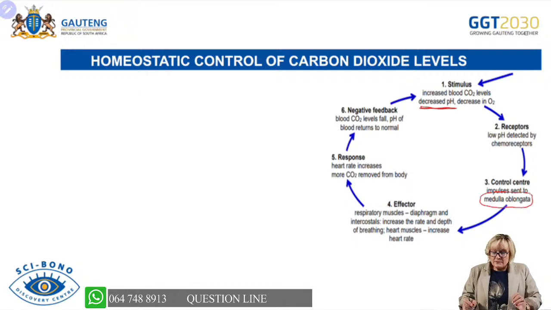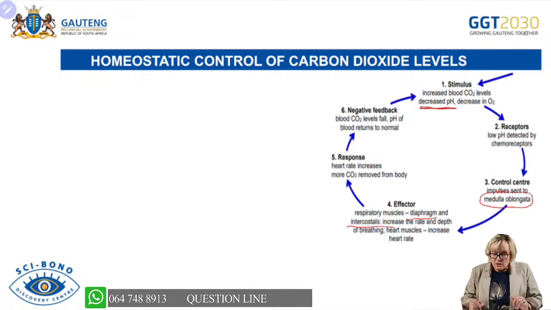And what will happen? The medulla oblongata is sending a message to where? To your breathing muscles. And you have two types of breathing muscles. You have your diaphragm and you have your intercostal muscles. And they will suddenly start working faster and also increase the depth of breathing. So you will exhale more, inhale more air, and not just shallow breathing.